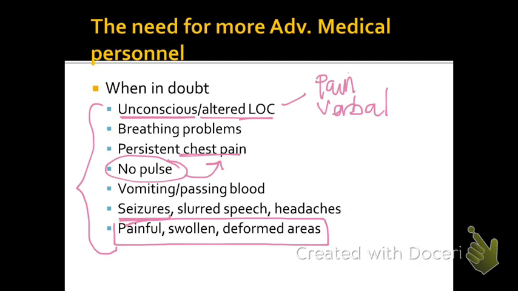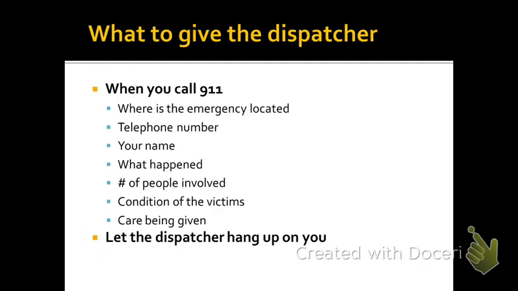So when you call 911, what are you going to give to them? First of all, you're going to tell them where the emergency is located. So again, that requires you to know your cross streets. You want to give them your telephone number because sometimes dispatchers do not have caller ID. So you want to make sure that you give them your phone number, obviously your name, which some people forget. You want to tell them what happened, so the mechanism of injury and or the nature of illness. The number of patients involved, because again, remember, this is going to help dictate how many EMS service providers come to help you out in your situation.